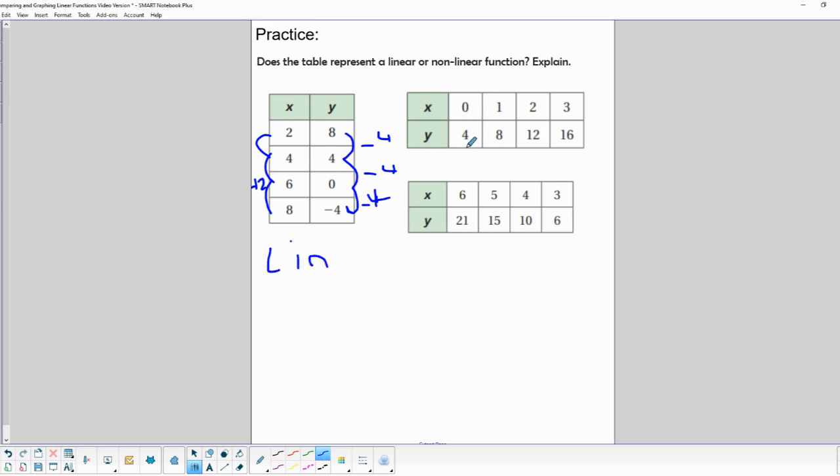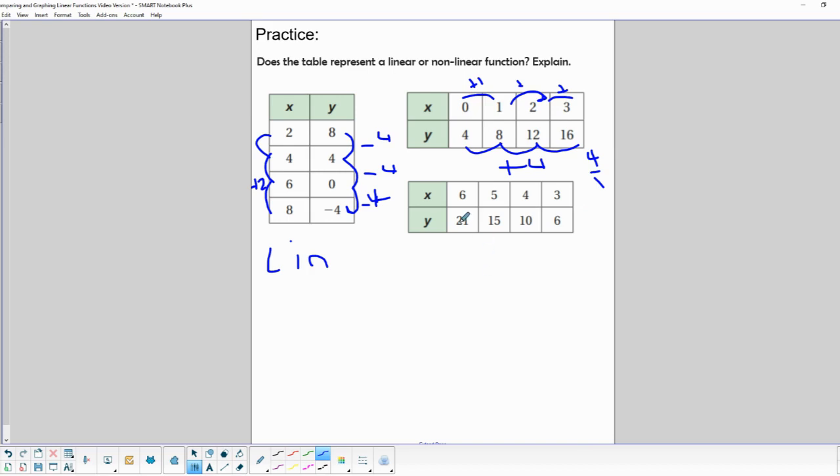All right, how about this one? 4 to 8, 8 to 12, or 12 to 16. So we're going up by 4 each time on this one. Here we're going up by 1, up by 1. And then the last one is up by 1. So our constant rate of change is 4 over 1, or just 4, right? So we got a slope.